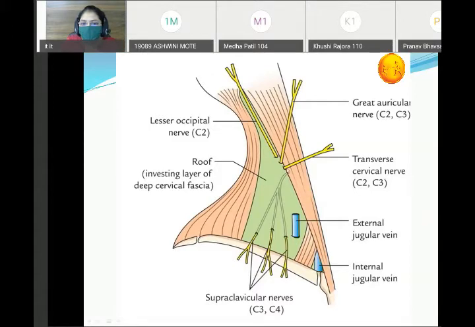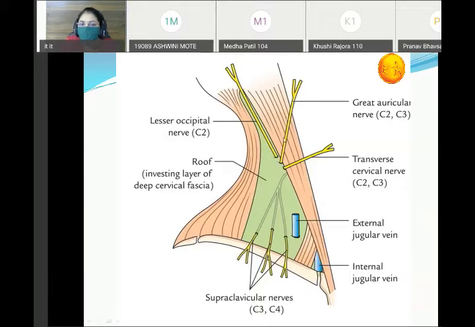And the second nerve, that is the transverse cervical nerve, which again emerges from the posterior border of the sternocleidomastoid muscle. It runs transversely over the sternocleidomastoid muscle, and it will supply the neck region, skin of the neck. Okay. The third nerve, this is the great auricular nerve.